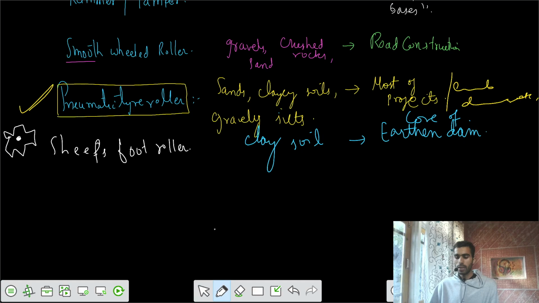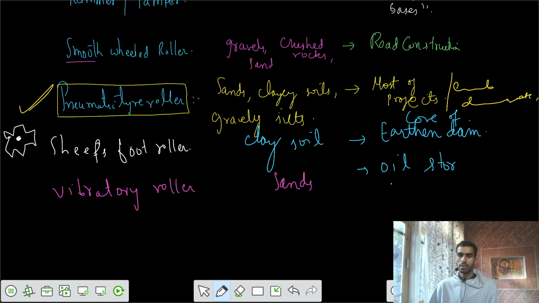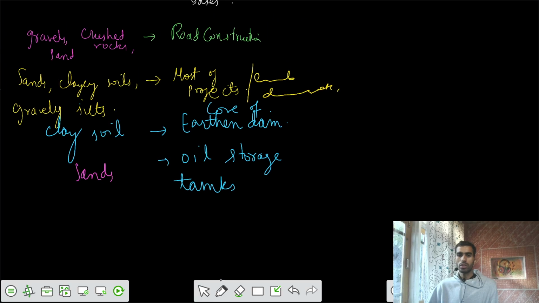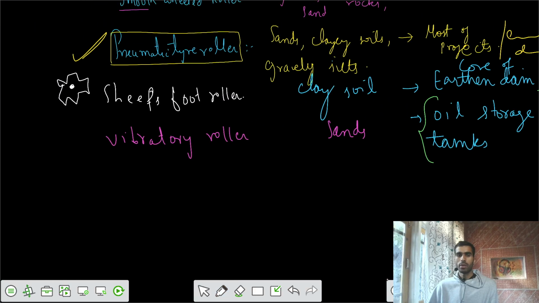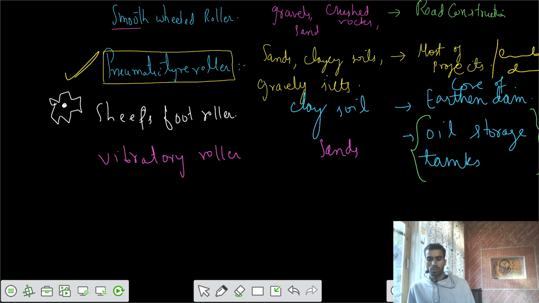Let's have the final one, that we can say vibratory rollers. So that would be for the sands. Let's say that we are going for oil storage tanks. For the embankment of those, this is actually sandy material. For the embankment for that oil storage tank, I have to use vibratory rollers. So that's your compaction in the field.